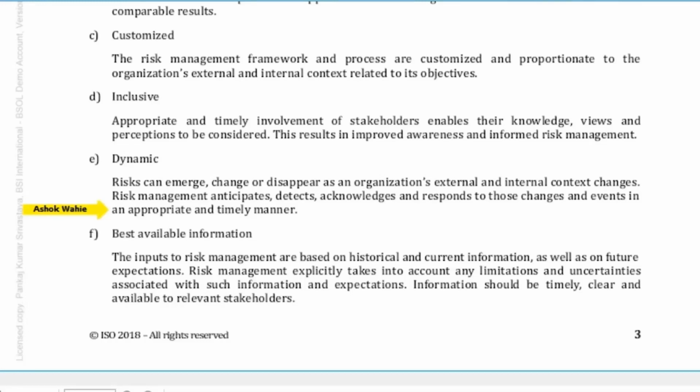But how are you capturing this information? How are you disseminating this information in a timely manner? That is the principle of dynamic.